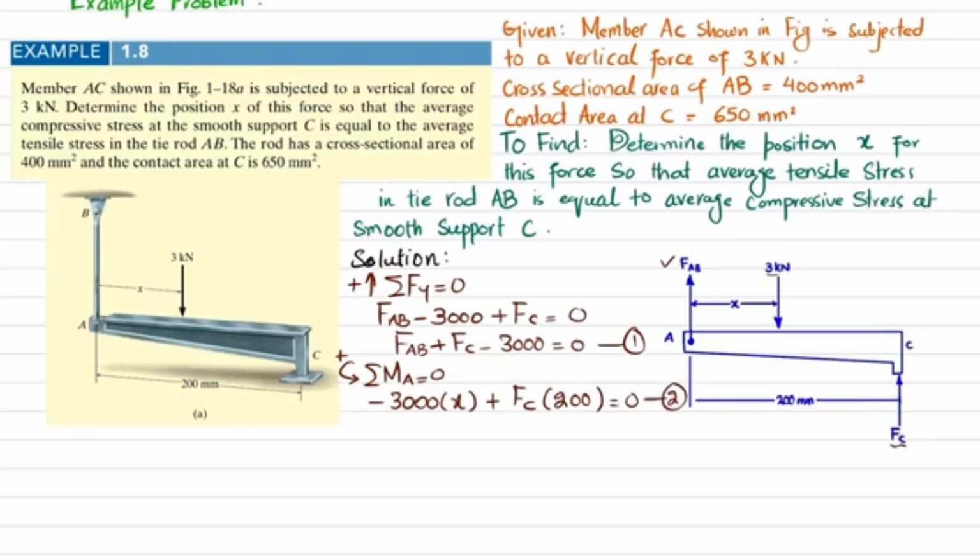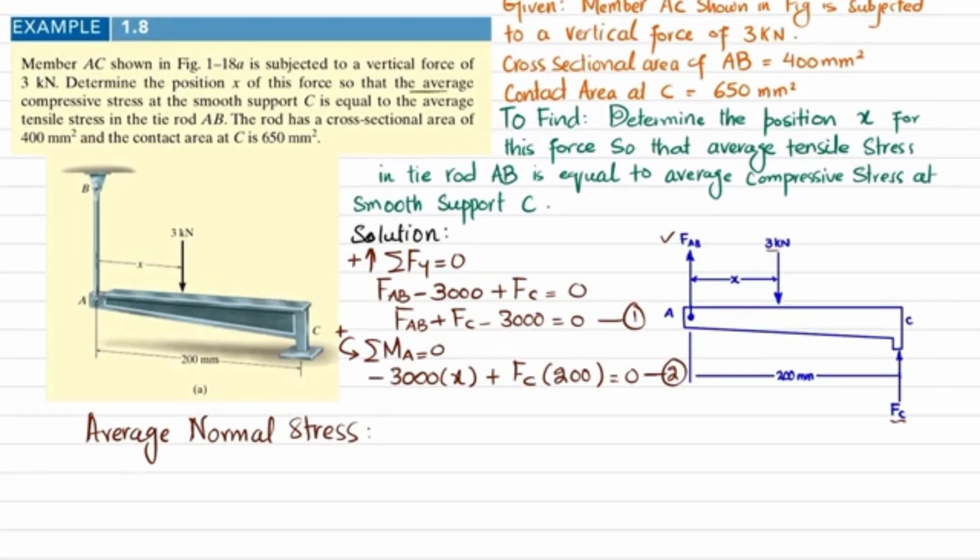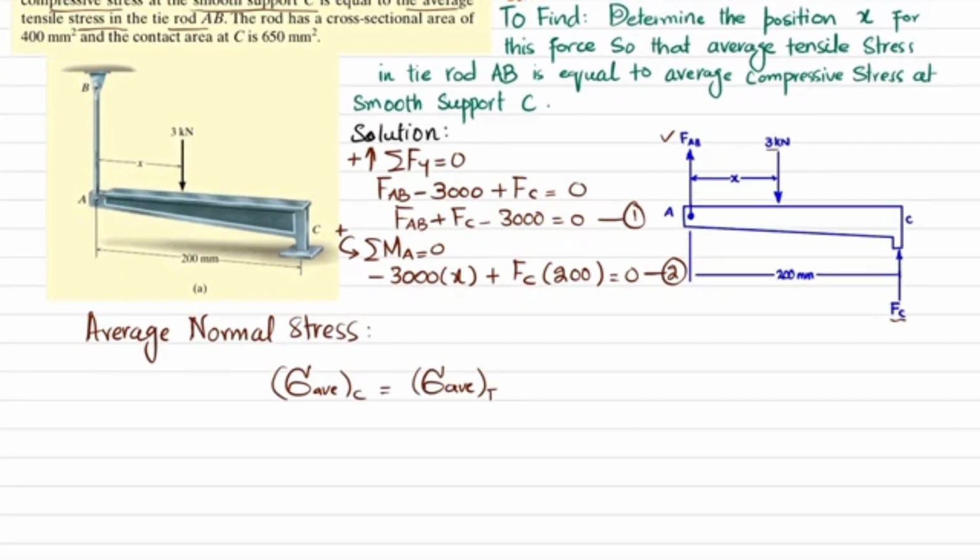Now in equation number 1, FAB and FC are unknown, so we cannot find this, and in equation 2, FC and X are unknown, so we will find this unknown by using a third equation. So let me write it. The statement was given for average normal stress. So let me also tell you, it is given that the average compressive stress at smooth support C is equal to the average tensile stress in tie rod. Clear? So what is average normal stress at C? It will be equal to force at C divided by area at C, and average normal stress in tie rod is equal to FAB divided by area of AB.